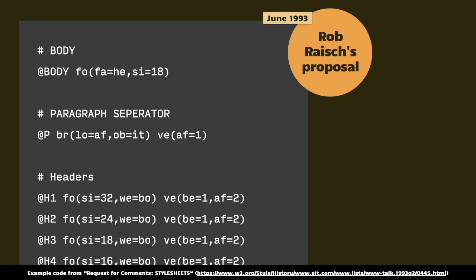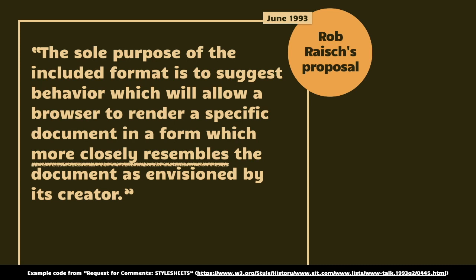One of those proposals was Rob Rice's proposal, which had abbreviations for all sorts of typographic settings like FO for font, FA for family, SI for size. Because it had those abbreviations, it was a little harder to read unless you knew what these things stood for. In the proposal, he talks about closely resembling the creator's vision, which I think is something we see in other style sheet proposals as well.